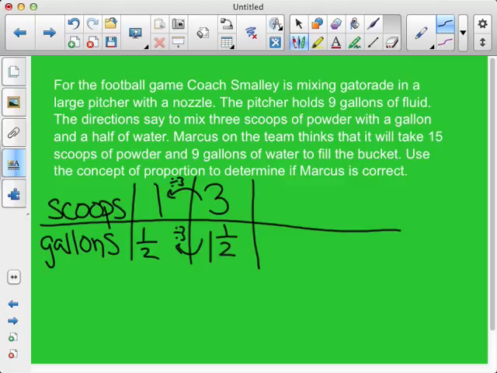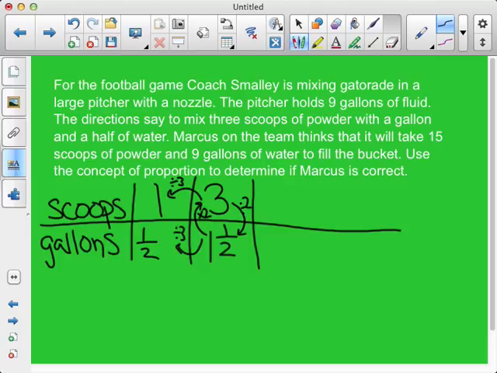So what I've done is I've taken 1 scoop and divided it by 2 to give me the number of gallons. So in the second, this holds true for 3 scoops. 3 scoops divided by 2 gives me 1.5 gallons. So I also have a proportional relationship this way. I can divide by 2, or alternately, multiply by 2. So let's keep going.